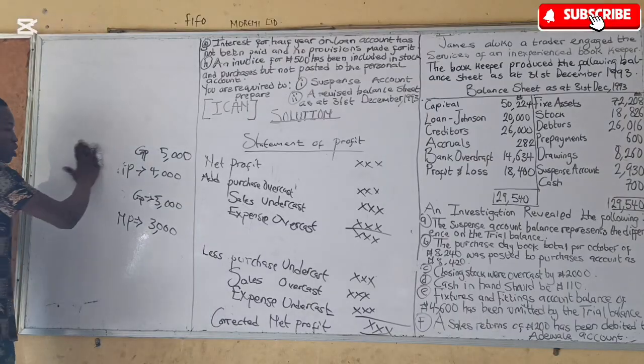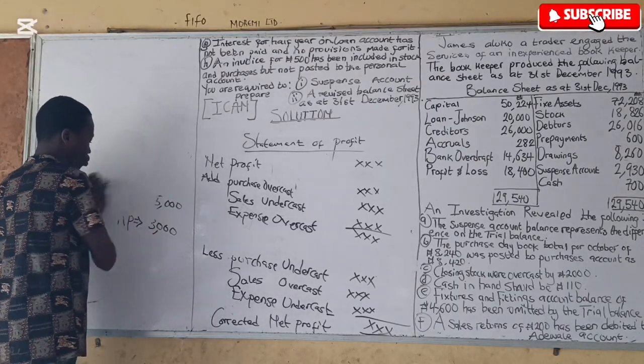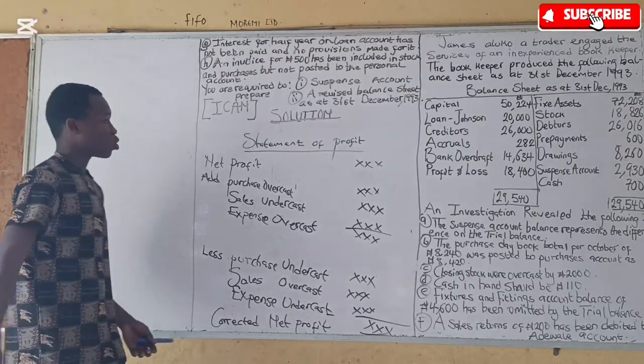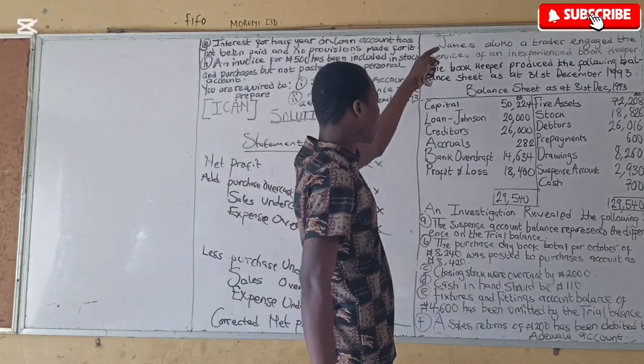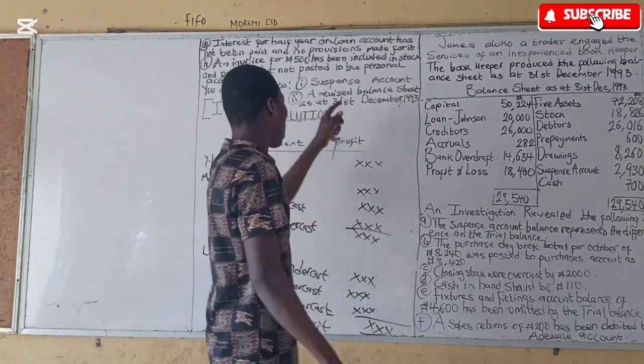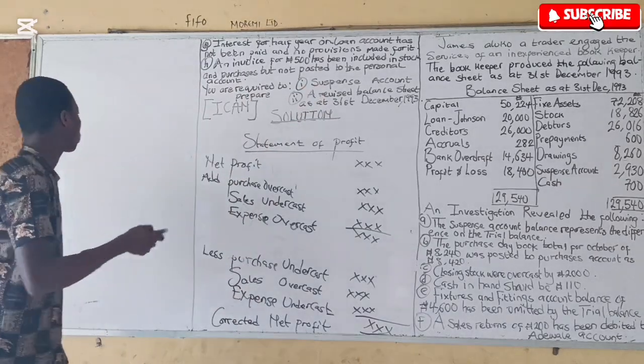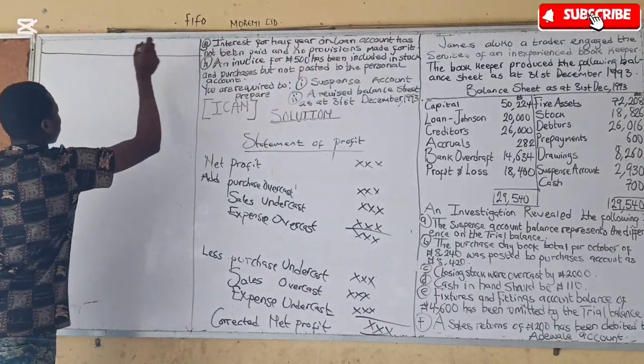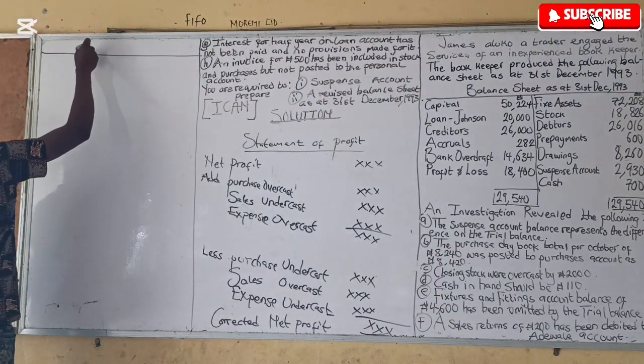We are going to start with suspense account. So you can see the information given to us. We have the balance sheet. We are still going to move to the balance sheet, but we are going to start with suspense account. That's the first thing.